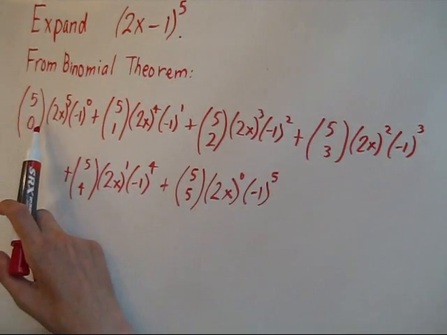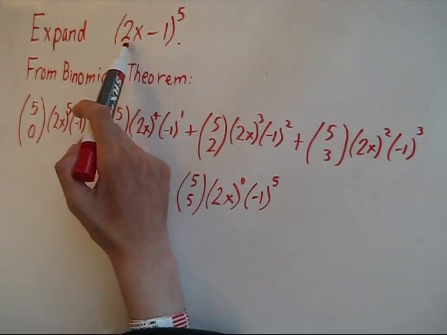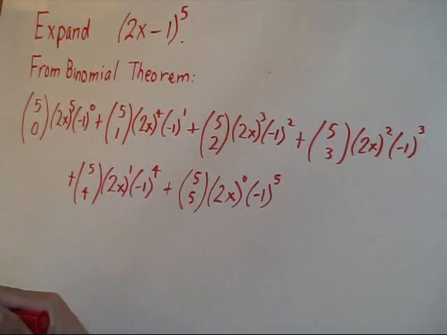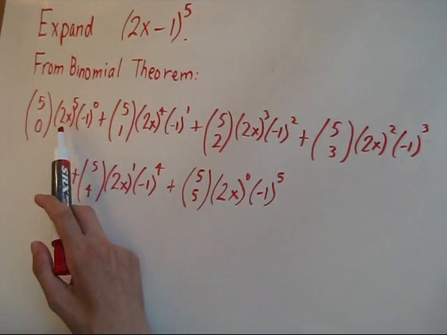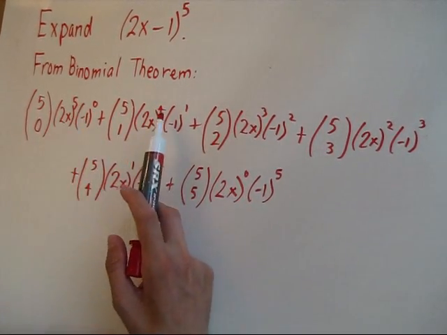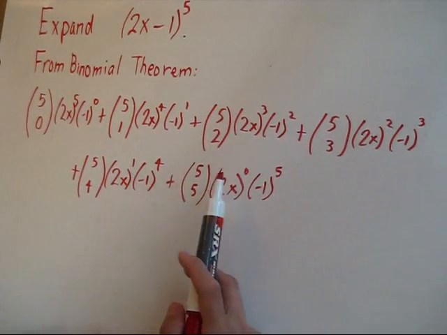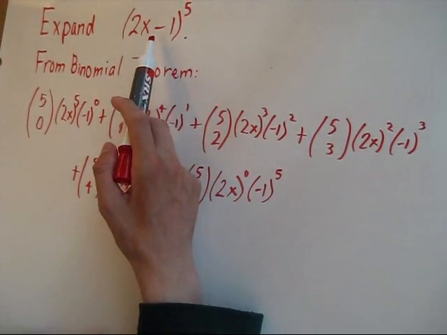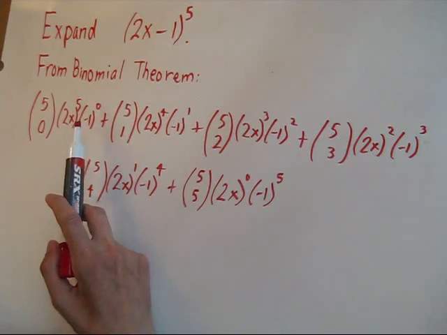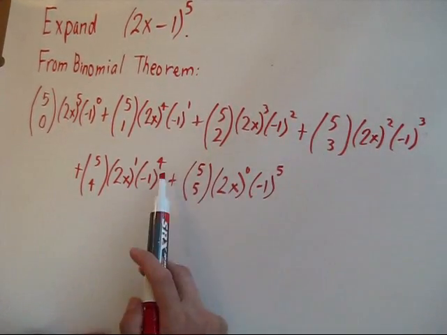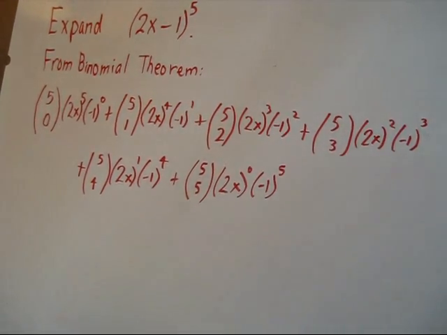Now let's look at the exponents. Our first part of the binomial that we're expanding is 2x. Let's look at its power. It goes 5, 4, 3, 2, 1, 0. And then negative 1, because this is plus a negative 1. It starts at 0, 1, 2, 3, 4, and all the way up till 5.